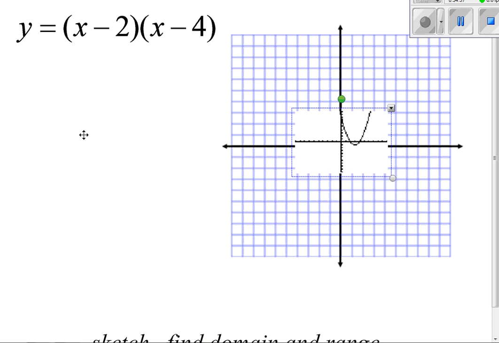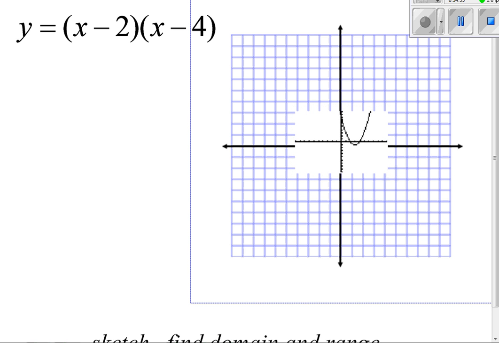Okay, so there it is. Where's the vertex? Where's the x coordinate? Is that 2? No. Where's the x coordinate?